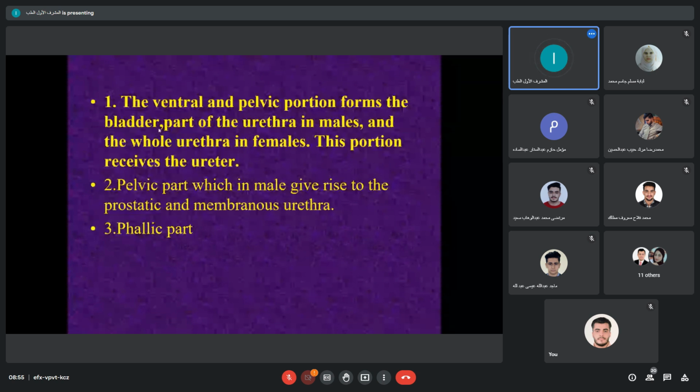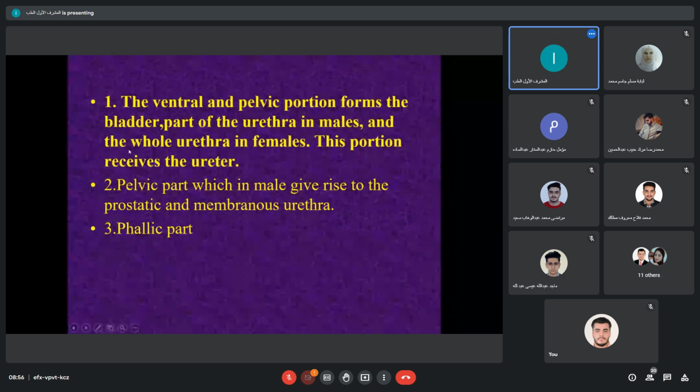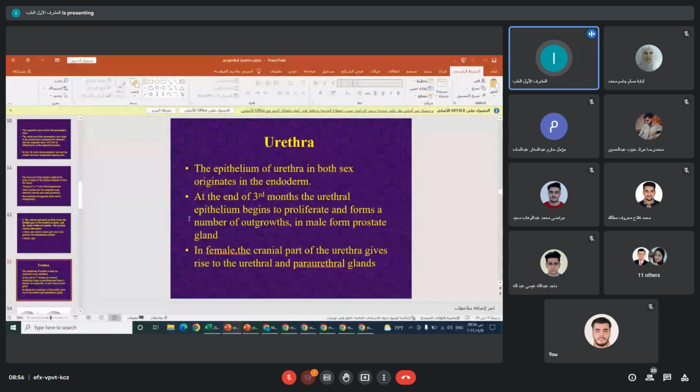So here we have three components of the urogenital sinus: the upper, and some from the pelvic, will form the bladder and part of the urethra, and the whole urethra in the female. The second part is the pelvic portion, which gives rise to the prostatic and membranous urethra, and the third one is the phallic part. The urethra. Now, you know that any epithelium forms from endoderm. So the epithelium of the urethra originates from endoderm.